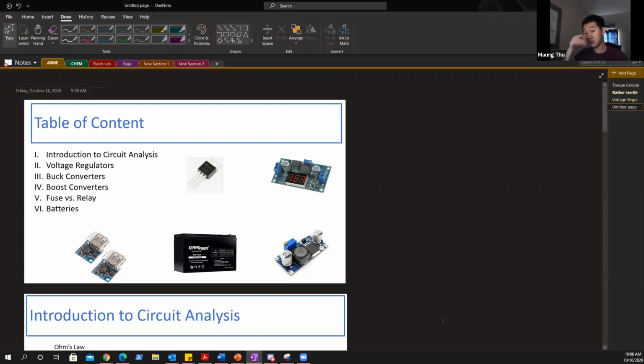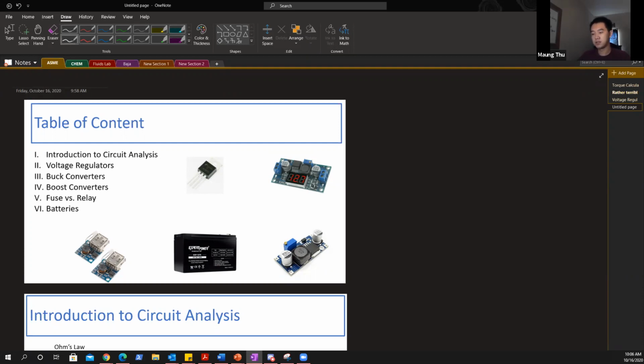All right, sounds good. So today we're going over 6 topics. I'm going to teach you some circuit analysis stuff. We're going to do some circuit analysis together so you're ready to do analysis when you draw your own circuits. After that, we're going to go into voltage regulators, buck converters, boost converters, fuses and relays, and batteries. These are essential components that you do need to know to build a power distribution team for a very simple system.